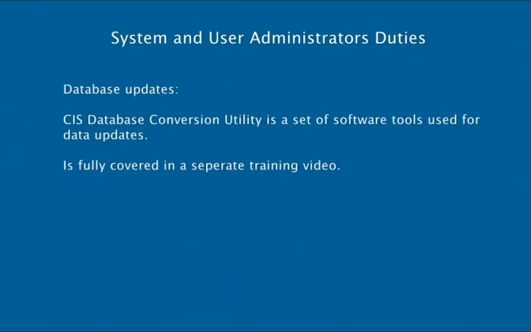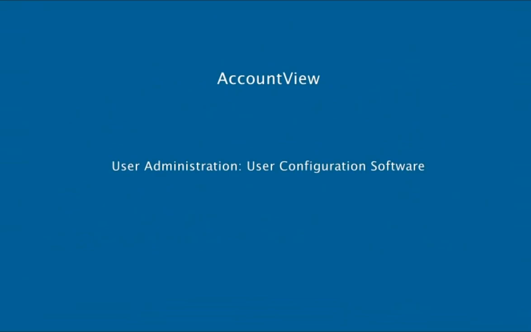The AccountView Database Conversion Utility is a set of software tools that is developed to enable the system administrator to append data updates to the AccountView database on a regular basis. These database updates are received from the data center on a regular basis. The operation of this utility is covered in a separate training video. We will now have an in-depth view of the user configuration software.